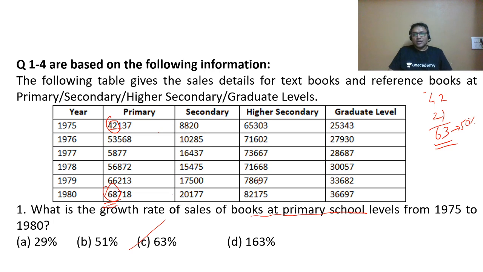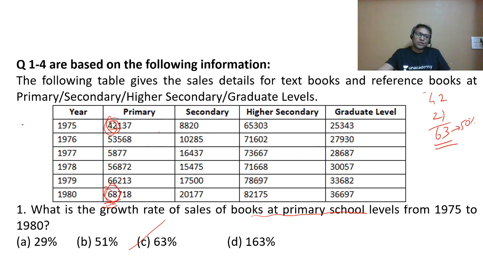I repeat again, whenever numbers are really big and the options are far apart like this, you can always approximate by taking the initial few digits. It depends on how far the options are. Options are quite far, so you can take the initial 2 digits for any number and then solve. So 42 plus 21 will give you 63, right? I'm talking of growth of primary level from 1975 to 1980. I'm taking only the initial 2 digits to calculate.